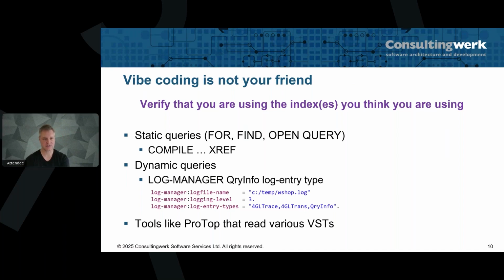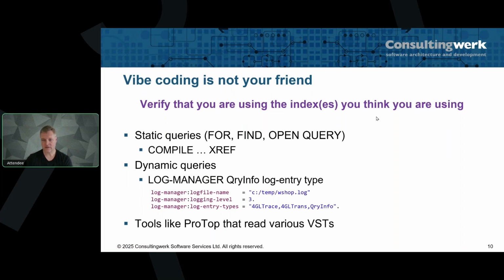There's a couple of ways we can figure out what indexes are in use. For static queries, so a for or a find or an open query, compile with the xref option tells us exactly which index the compiler, the AVM, has selected for use, or indexes. There may be more for a particular query. For dynamic queries, that same information is available using the log manager. There's a query info log entry type.